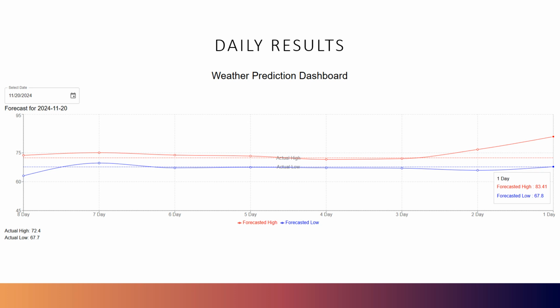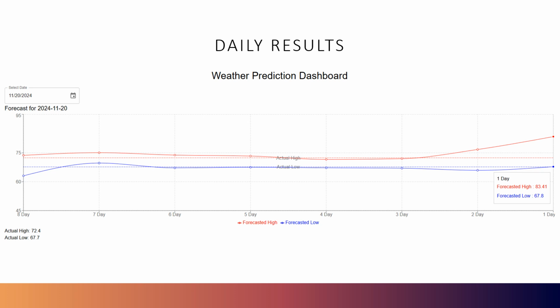This graph is the daily graph, and it displays the actual and forecasted highs and lows for each forecasted day. As you can see across the graph, there is a variable red line and a variable solid blue line. Those are the forecasted highs and lows as they change over the 8-day forecast period. On the left-hand side is the 8-day forecast, and on the right side is the 1-day forecast.